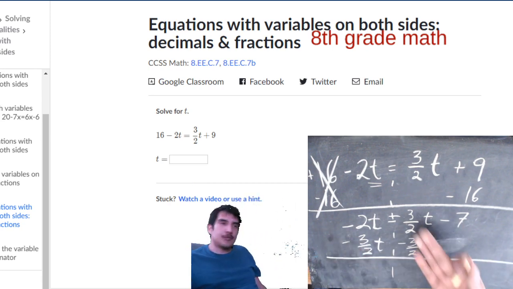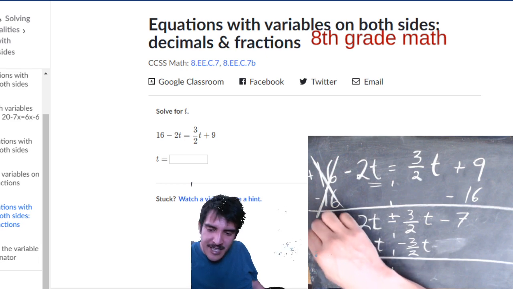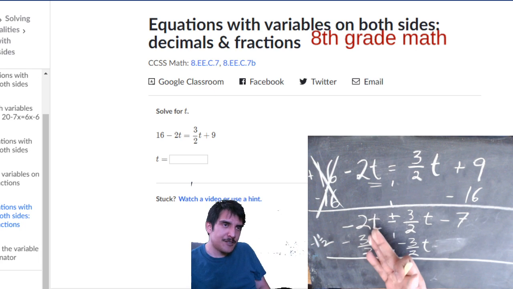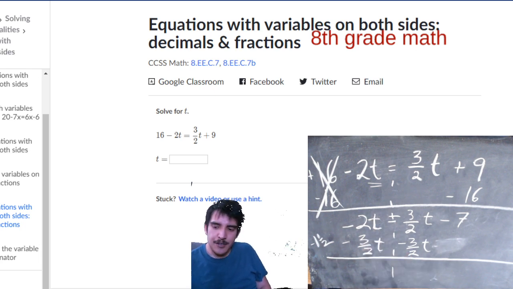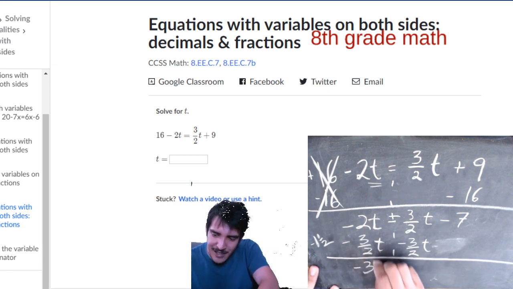I got to do the line first and then bring it down. Now, keep in mind, 3/2, that's the same thing as 1.5. All right? So if that helps you think, do that, okay? Negative 3/2 is negative 1.5, okay? Just think about that. So negative 2t minus 1.5 t. So if I lost 2 teeth and then I lost 1.5 teeth, I've lost a total of 3.5 teeth.